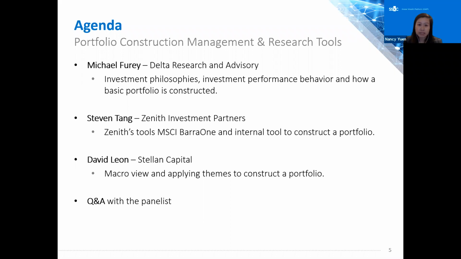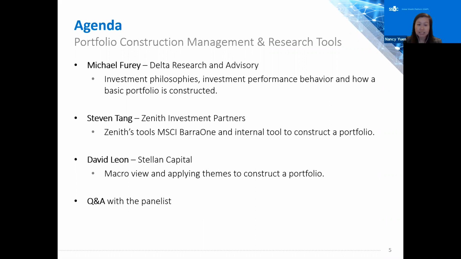Our first presenter is Michael Fury, the founder of Delta Research and Advisory since 2012. Michael has been working in the financial services and investment industry for the last 22 years and currently runs his very own quantitative research and consulting business. Michael will be presenting to you the Delta factors, how Delta's investment philosophies and investment performance behavior impact on how a basic portfolio is constructed.